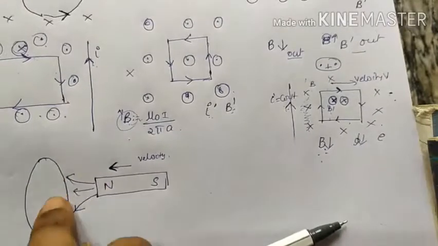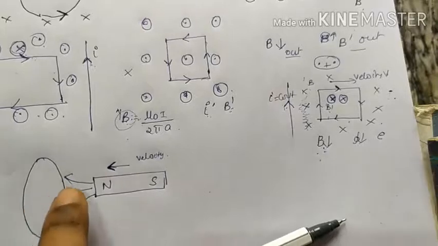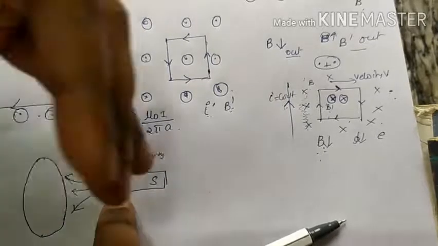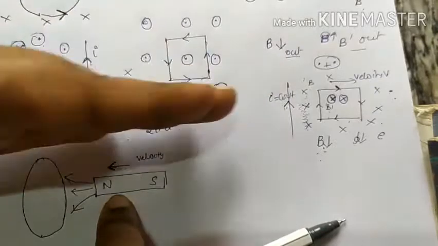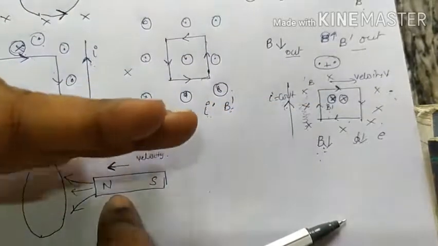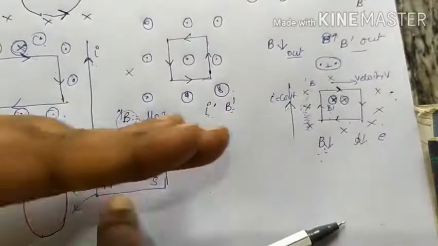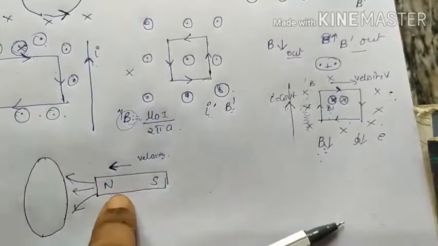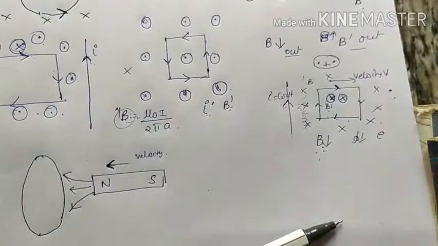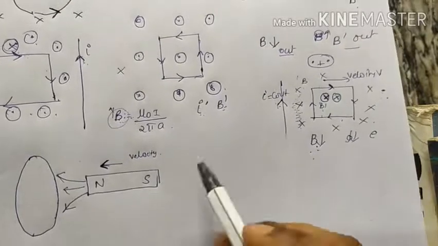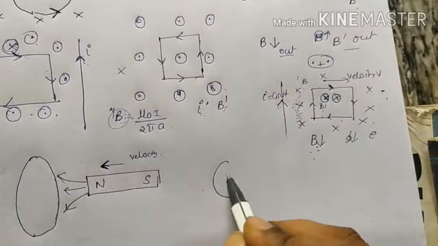So you want the current direction in this coil in such a way that it opposes. That means if this is moving towards here, you want the current direction such that it opposes. That means the magnetic field lines should be in which direction? In which direction, guys? I hope you remember the south pole, north pole direction of a coil. If not, I'm going to write it here, just a small section.